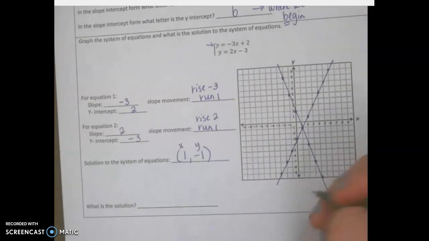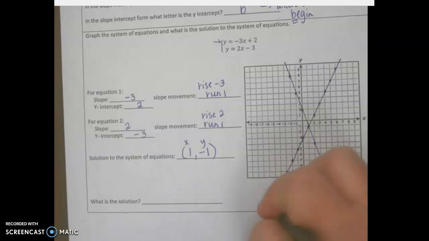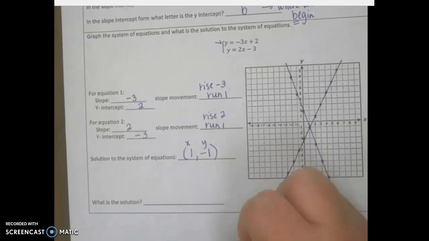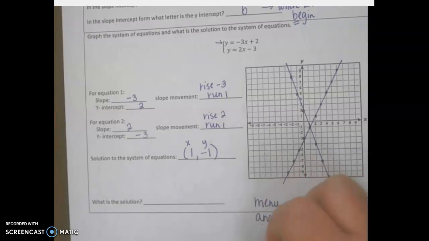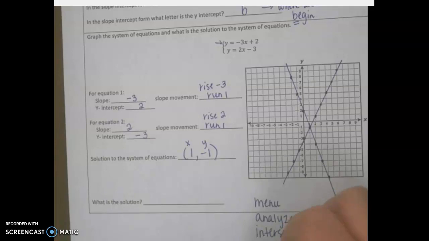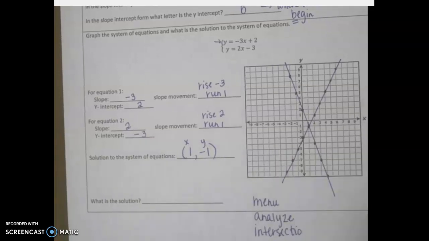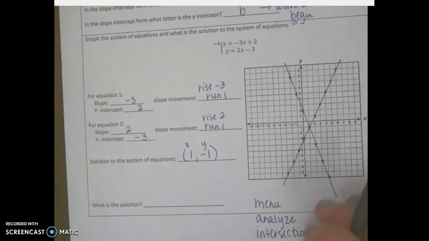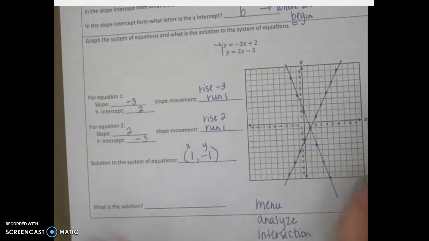Or I can go to my graph, and when I go to graph, I'm going to hit menu, analyze graph, and intersection. Be sure, nobody can help you with that on the test, so you have to know that.